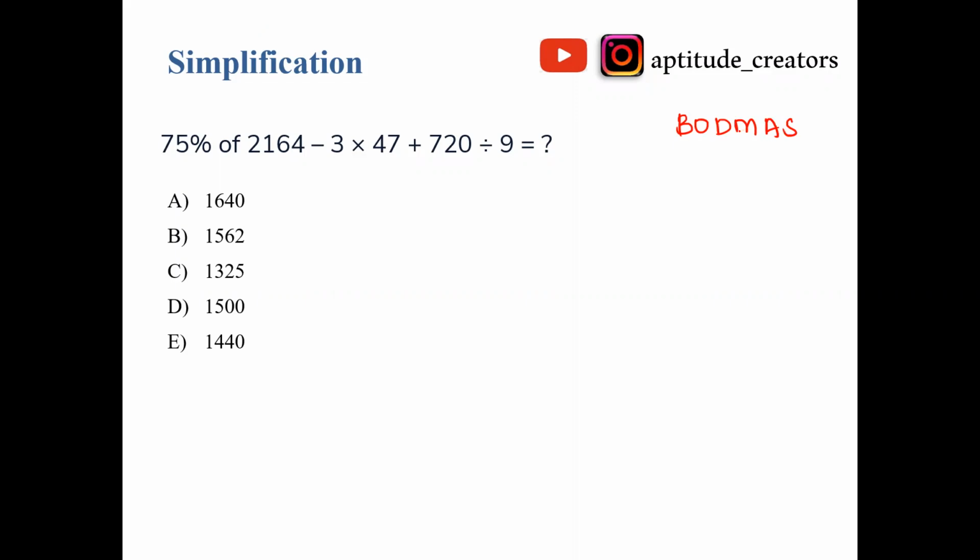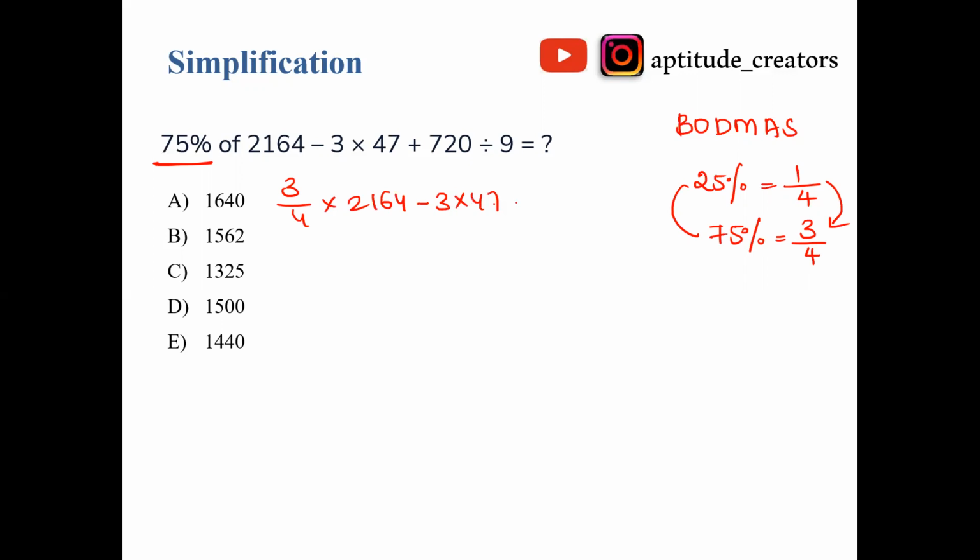Okay, first I am going with the BODMAS rule, that is 75% of 2164 minus 3 into 47 plus 720 divided by 9. I hope everyone knows 25% is 1 by 4. Now, what is 75%? If I am multiplying by 3, you will get 75%, and here also the same. I am multiplying by 3, that is 3 by 4. Correct. Now, 3 by 4 into 2164 minus 3 into 47 plus 720 divided by 9, it is giving the result as 18.